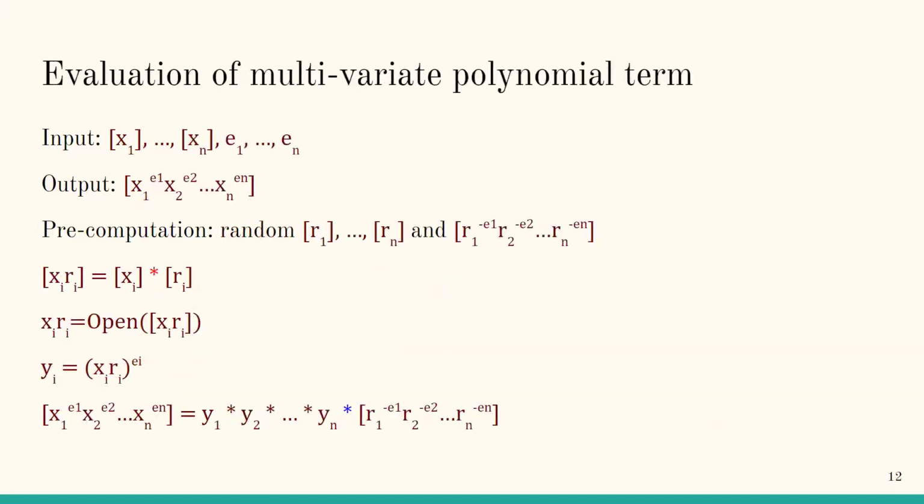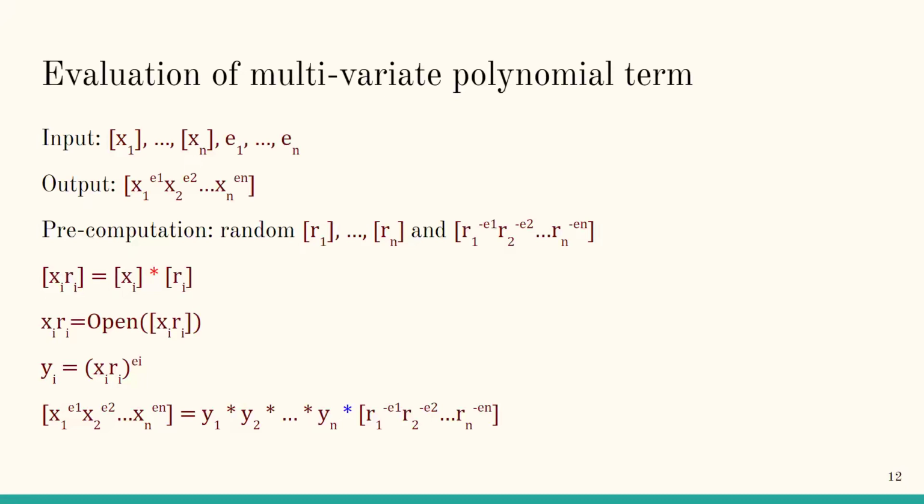However, what we soon realized is that this technique does not scale beyond 3 variables. Therefore, we developed a separate protocol for evaluating a multivariate polynomial term. In this setting, our input are n secret shared values, x1 to xn, as well as n public exponents, e1 to en. And the desired output is the secret share of x1 to the e1 times x2 to the e2 all the way to xn to the en.